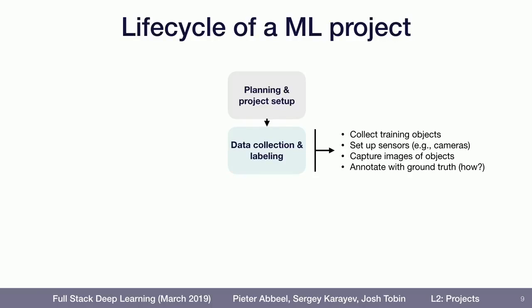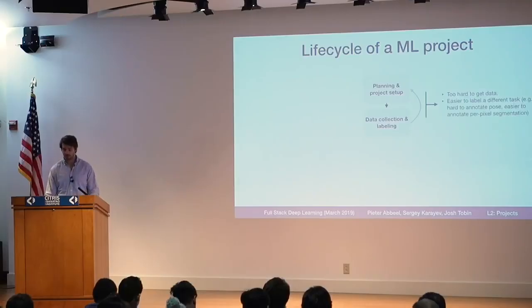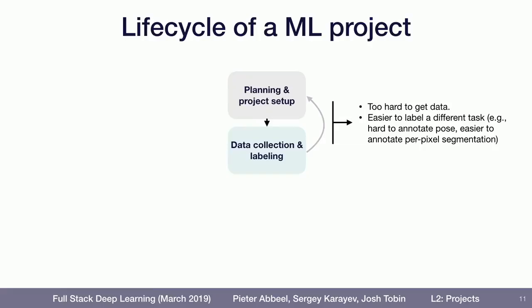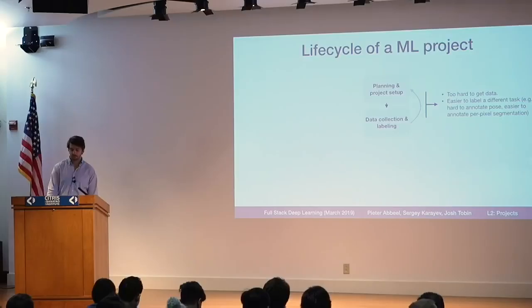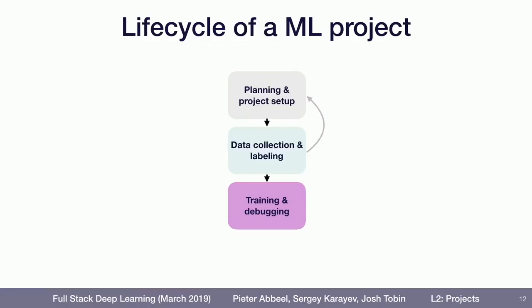One thing to note here is that I don't really think of the life cycle of a machine learning project as this linear flow, right? It actually feeds back to itself. So in the data collection phase, we might learn some things that cause us to go back to the planning phase. So for example, we might realize, hey, actually it's way too hard to get data for this problem, or maybe it's too hard to annotate. And so we might go back to the planning phase and revisit what our goals for the project are. Once we've collected some data, then typically we'll move into the training and debugging phase. And I think this is what most people think of when they think of machine learning projects.